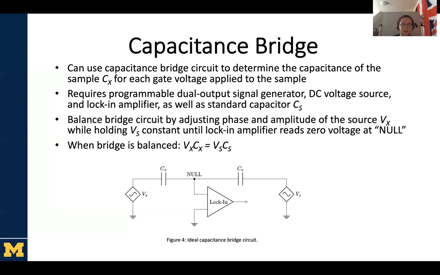We balance the circuit, which means that we get it so that the null point has a voltage reading of 0 in both channels of the lock-in. So that means that both the real and imaginary parts of the voltage signal have been reduced to 0 at that point by adjusting Vx, by adjusting its phase and amplitude while holding Vs constant. And then once this bridge is balanced, this equation Vx equals Vs Cs holds, and we can solve for what Cx is based on what value of Vx satisfies the balancing point and the fact that we know Vs and Cs.